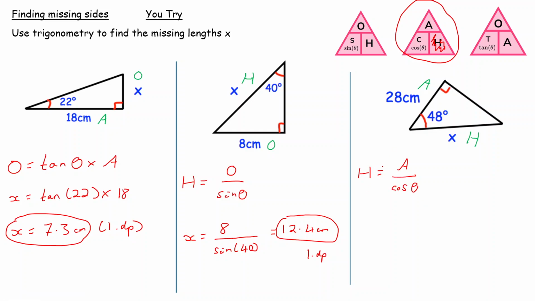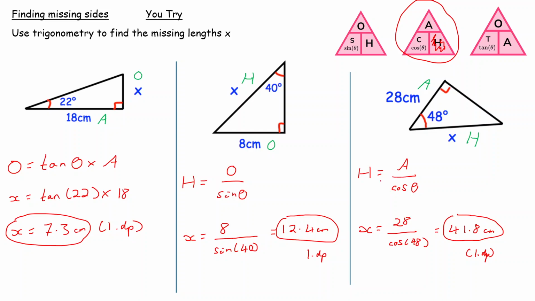And then you substitute in your values into the formula. So H is equal to X. So X is equal to A, which is 28. So 28 over cos of the angle, well, the angle is 48. So cos of 48. And then put that in your calculator, you get your answer. So 28 over cos 48, and we get 41.8. So 41.8 centimeters, again to one decimal place. Okay, and that there is my answer. And does that seem reasonable? Well, it does, yeah. Hypotenuse, my longest side, 41.8, bigger than 28. That seems reasonable. So good.